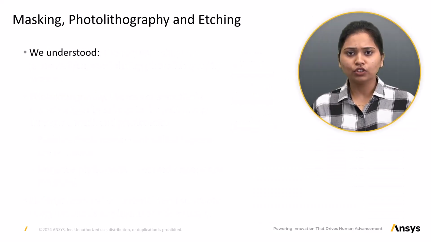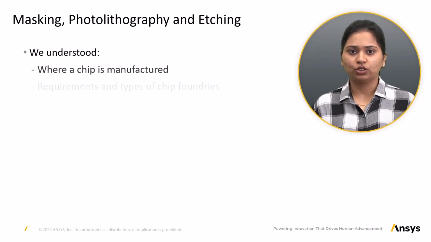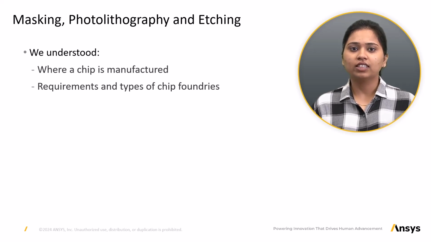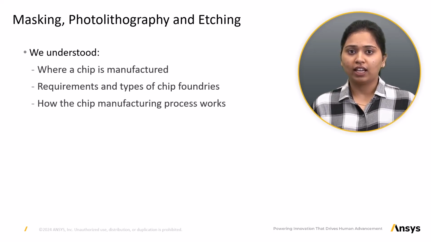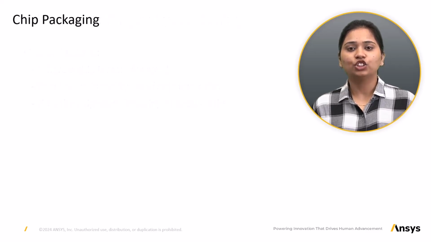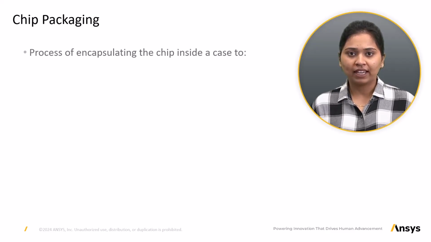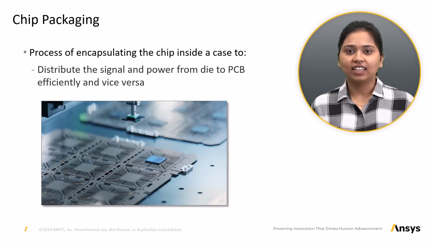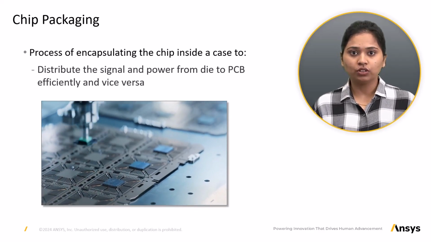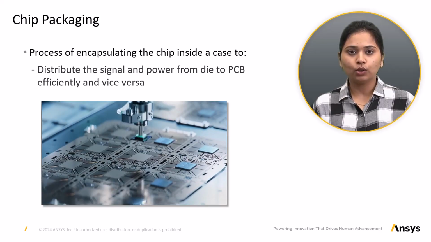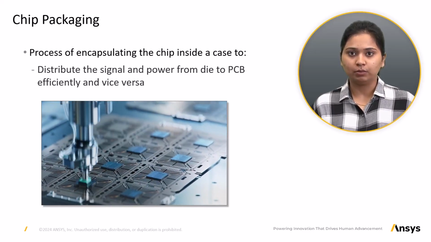Now that we have understood where a chip is manufactured, the requirements and the types of chip foundries, and how the chip manufacturing process works, let us look at chip packaging. Chip packaging is the process of encapsulating the chip inside a case. This is done for multiple reasons. As the size of the chips has reduced, it has become difficult to connect to external PCBs.